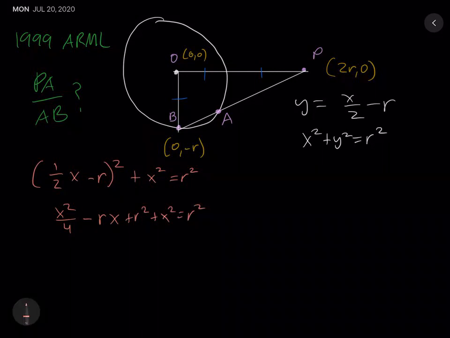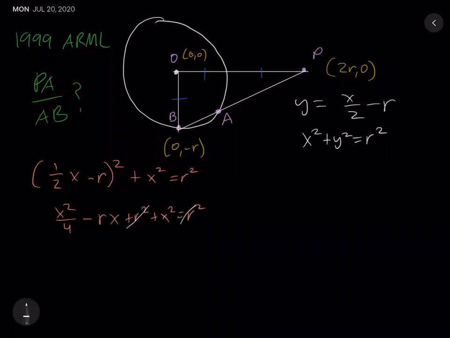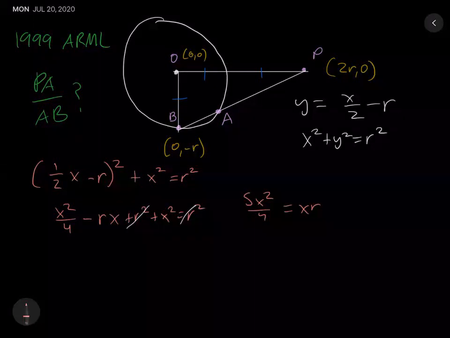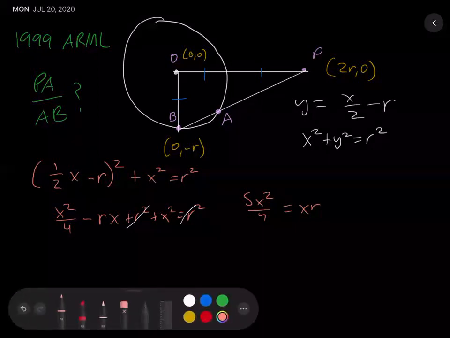So r squareds drop out. And now we are left with 5x squared over 4 is equal to xr. Now you gotta be careful here. Your first instinct might be to cancel out the x, but you have to think, could x be 0? Well, very clearly x is not 0. You can tell that A does not lie on the y-axis, so we can go ahead and cancel as normal.